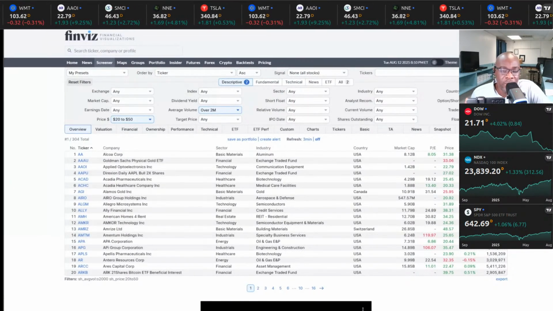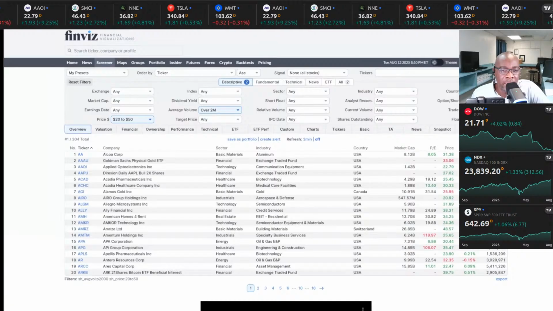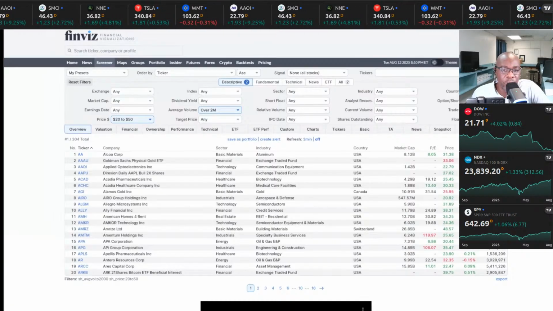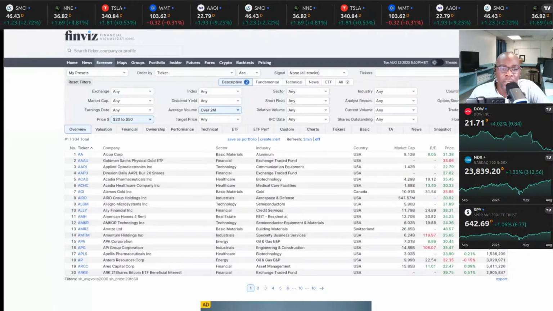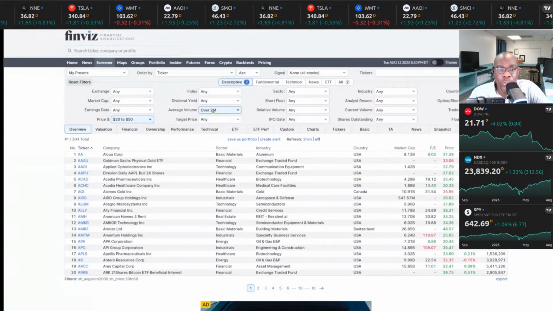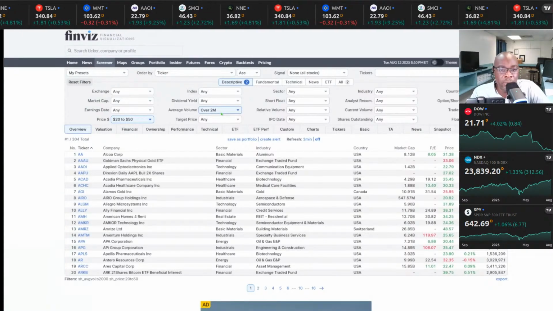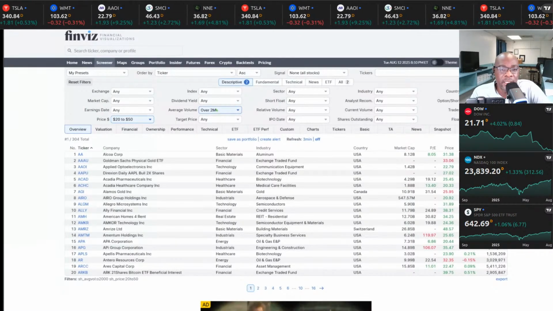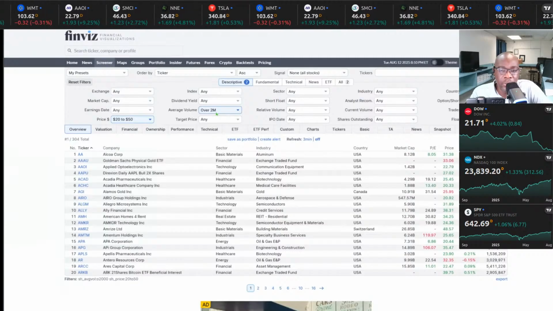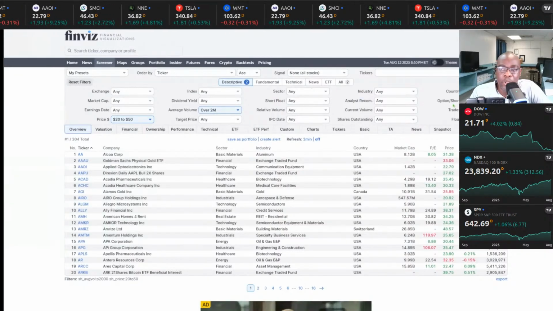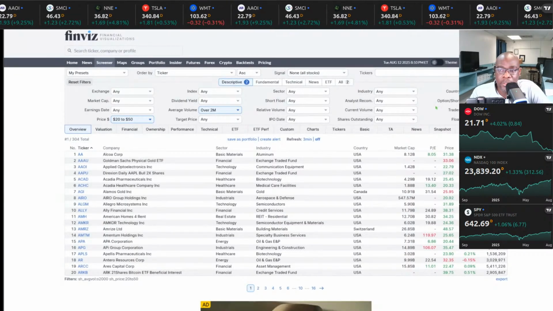They're selling at least 2 million shares of stock, not $2 million worth, but 2 million shares of stock every day on average. That means more. It can be at least, but it's a minimum of 2 million. It can sell more. It can sell 50 million, but the lowest amount of stocks that it sells is 2 million or over. Now, we're only focusing on countries like the US.